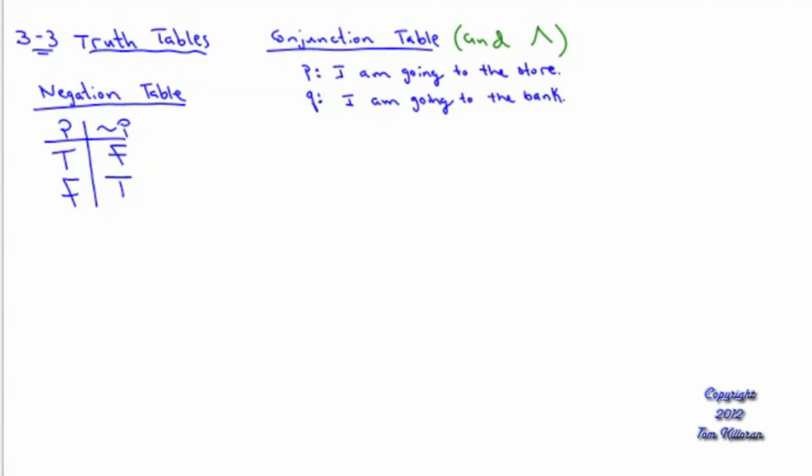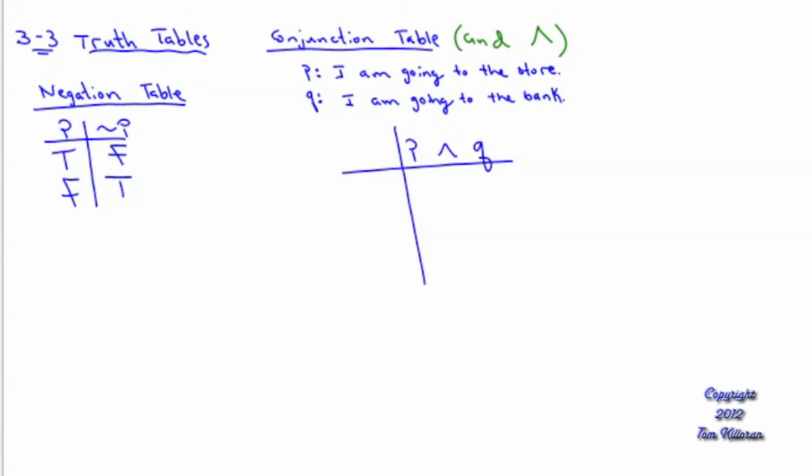So I'm going to make up 2 simple statements. I am going to the store. I am going to the bank. And I'm going to go tell my wife, hey, hon, I'm going to the store and I'm going to the bank. So, you know, nice little sentence. And I need to do a truth table on this.